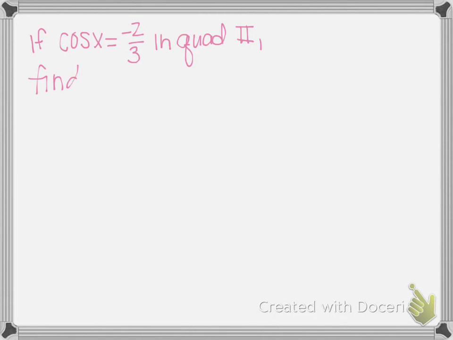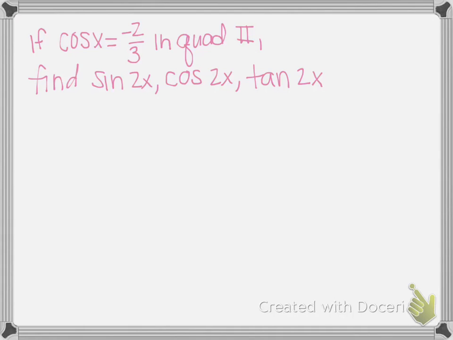Okay, so first, if cosine x equals negative 2/3 in quadrant two, we need to find sine 2x, cosine 2x, and what do you think? Nice. All right. How are we going to do this?